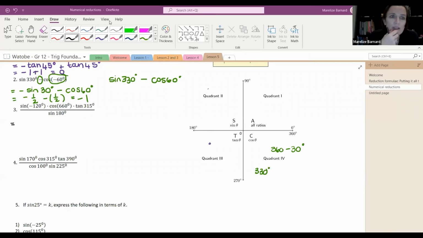If you've just joined us, I see there are a few new people who have just joined. We are doing question 3. We are practicing our reduction formula and doing numerical reductions.